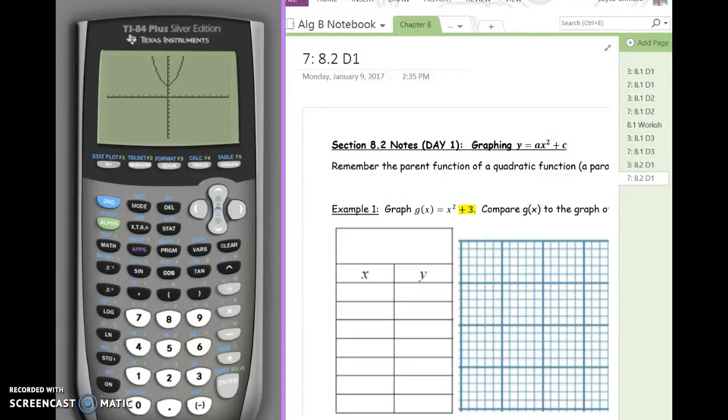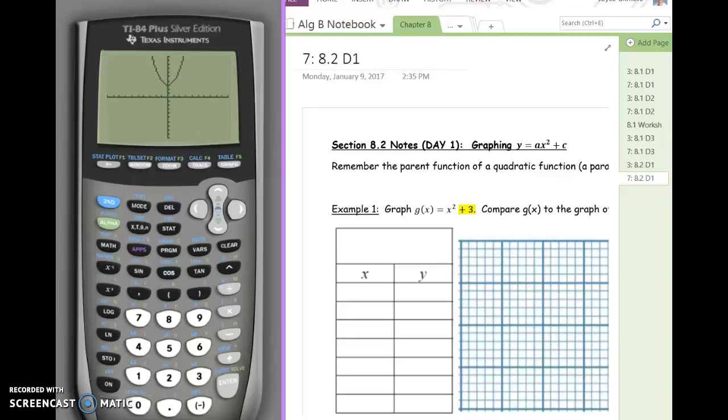Okay, now look back at the equation. If the graph moved up 3, what do you notice about the equation that might be linked to the fact that the graph moved up 3? It says plus 3. So this graph moved up 3 when we added 3 after the x squared.